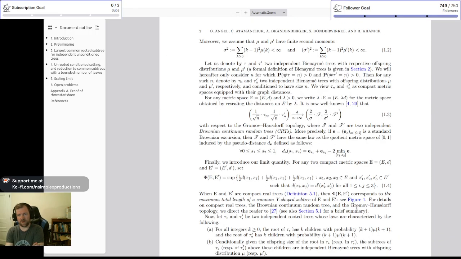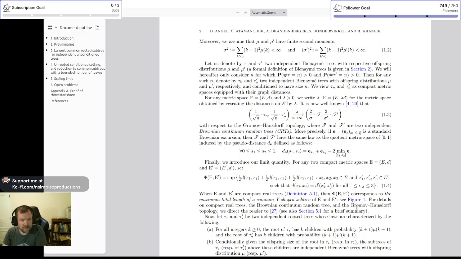Moreover, we can assume that mu and mu prime have finite second moments. So sigma squared is defined as the sum over all k of (k minus 1) squared times mu of k, which must be less than infinity. And also sigma prime squared is defined by the sum over all k of (k minus 1) squared times mu prime of k, which is less than infinity.